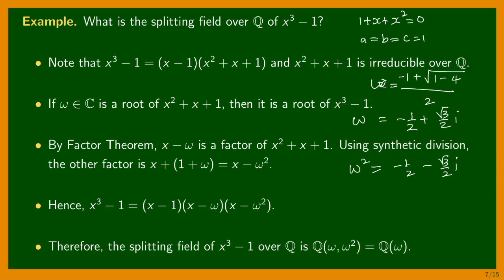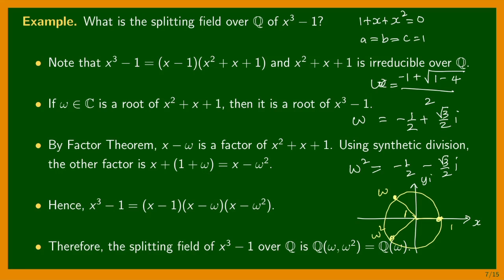Kung titignan nyo yan sa complex plane, ito yung x-axis, ito yung y-axis, ito yung 1, makikita nyo yung omega nandito yan. Negative 1 half plus square root of 3 over 2 i, 60 degrees ito. Tapos yung omega squared nandito. 1, omega, omega squared. Mapapansin nyo lahat sila ay makikita sa unit circle and they divide the unit circle into 3 equal parts. Okay? Property yan ng mga nth roots of unity. Ito, cube roots of unity kaya 3.